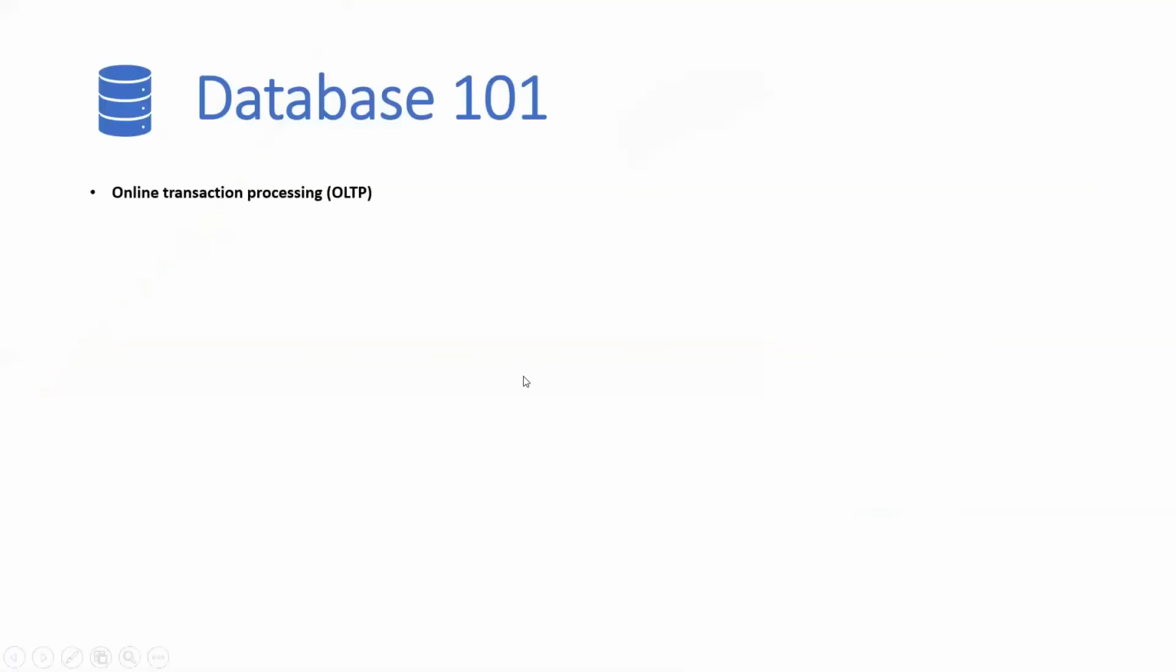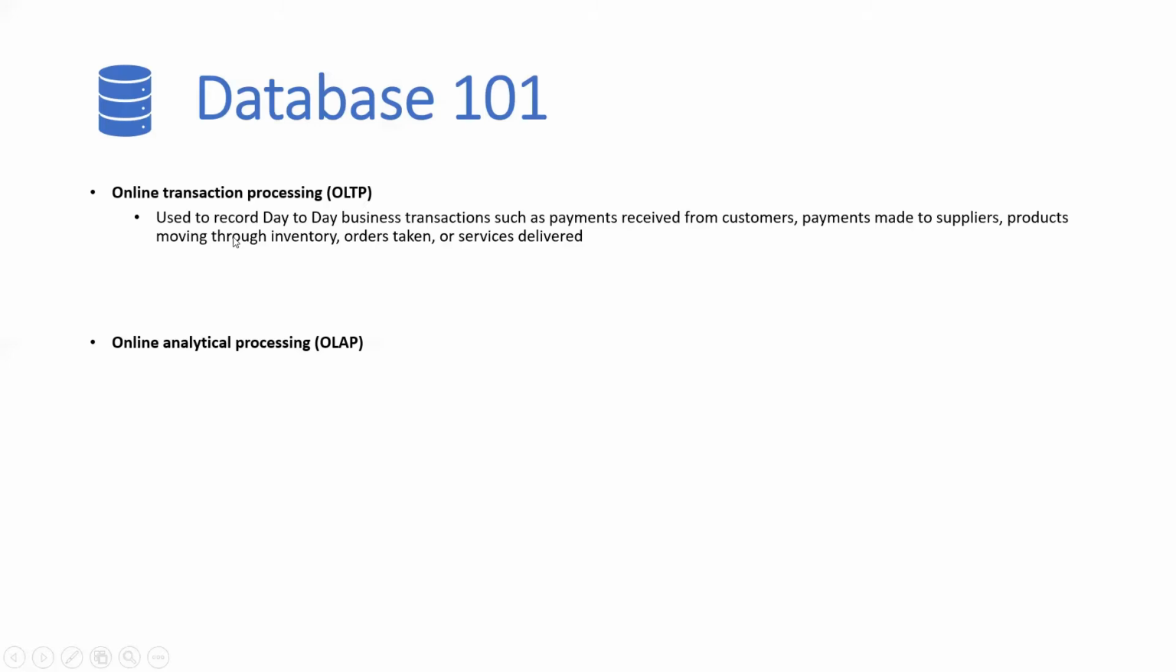Now there are another two types of databases which you might come across. One is online transaction processing, and the other is online analytical processing, that is OLTP and OLAP. Your OLTP is normally used to record day-to-day business transactions, because its name suggests transaction processing. So whatever transactions happen, you can make use of these databases to record those transactions, like payments received from customers, payments made to suppliers, products moving through inventory, orders taken, or service delivered. These are the use cases where you normally make use of OLTP.